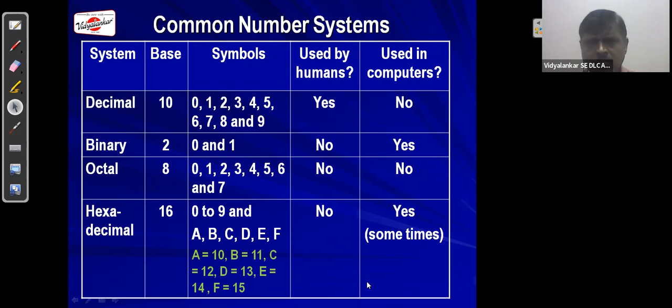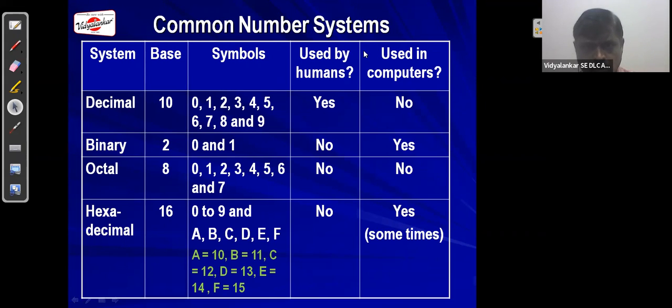It's a small table. I think you can quickly write it also. Okay.